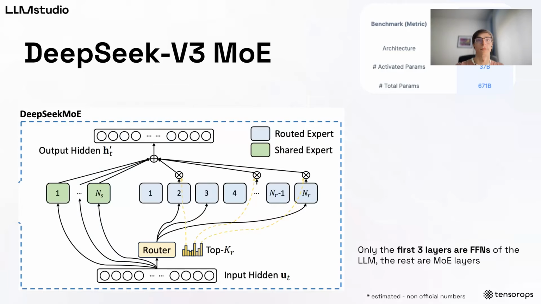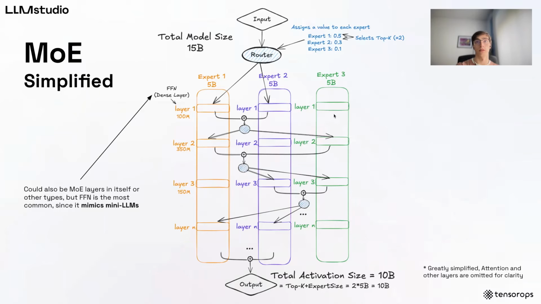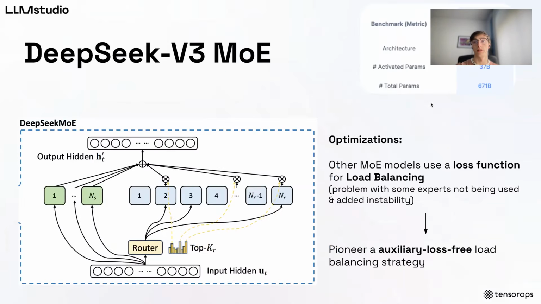Okay, so one very interesting thing of the architecture in DeepSeek-V3: only the first 3 layers are FFNs, so feed-forward networks. After that, it's all mixture of experts, okay?